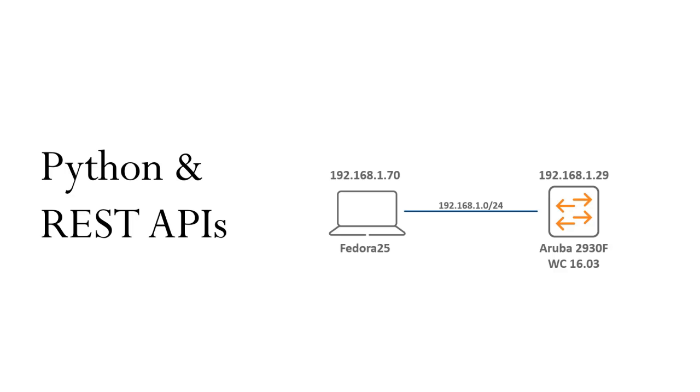So here's my very simple network diagram. I've got a Fedora 25 virtual machine on the 192.168.1.0/24 network. My Fedora 25 is .70 and my Aruba switch sits on the same network and is .29. So these devices, they can ping each other. There's IP connectivity between them.